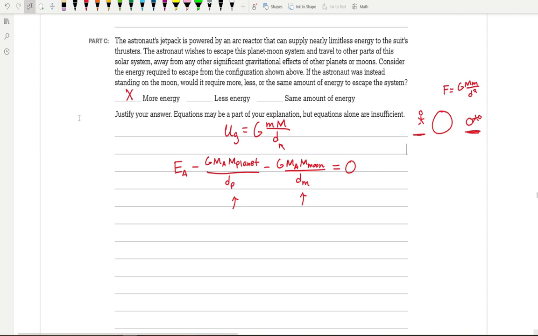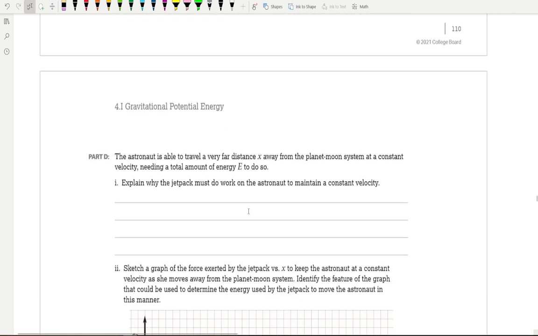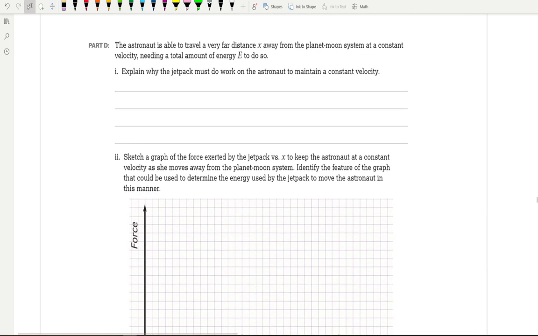And then let's see, moving on to, I know there's a part D at least. All right, so it says, astronaut is able to travel a very far distance x away from the planet-moon system at a constant velocity. We need to underline that, constant velocity, because velocity being constant in space, if you're really close to a planet, it's going to be kind of weird to think about. Normally, whenever you put a force on something, there's an acceleration that happens because of it. It says it needs a total amount of energy, E, to do so.